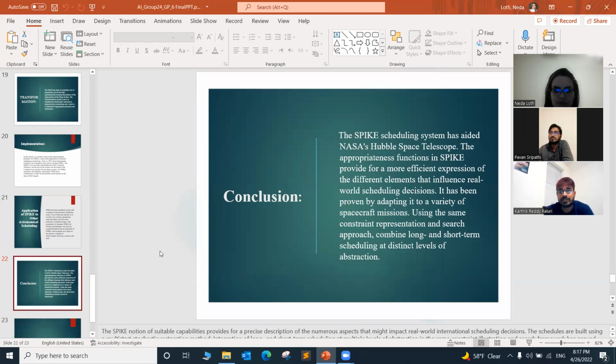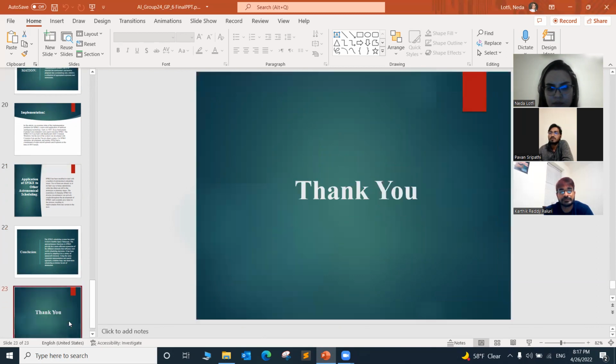Conclusion. The Spike scheduling system has aided NASA's Hubble Space Telescope. It has performed the appropriate function, since Spike provides for more realistic scheduling decisions. It has been proven by adapting to a variety of spacecraft missions using the same constraint representation and search approach, combining long and short term scheduling at the distinctive level of abstraction.